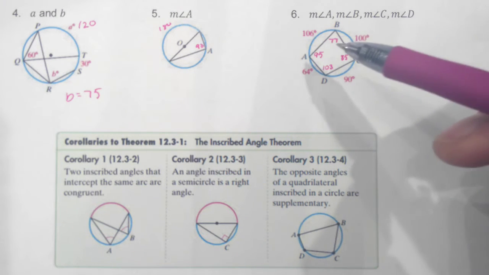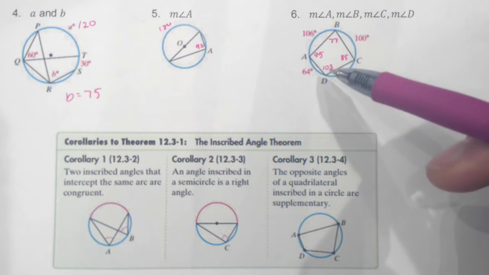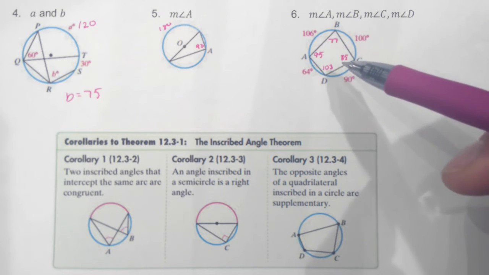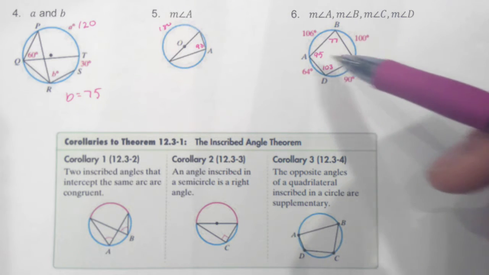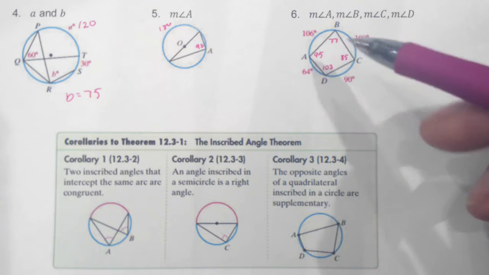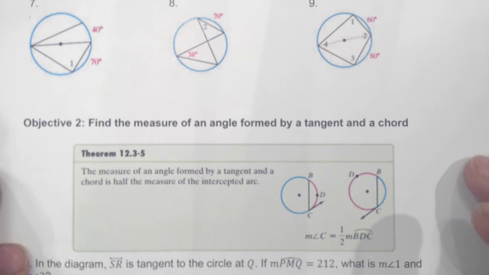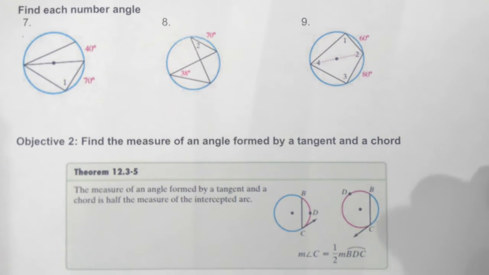So let's look at number 6 for that. Opposite angles, 103 and 77. Those are supplementary because they add up to 180. 95 and 85. Those are supplementary because they add up to 180. So as long as it's a quadrilateral inside of a circle, opposite angles will always add up to 180. So we can use those properties here.